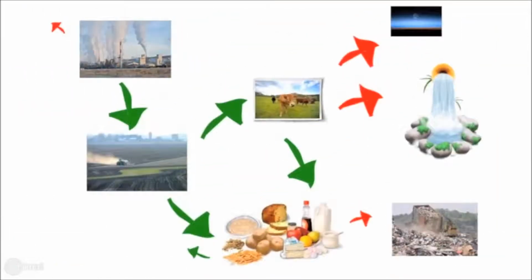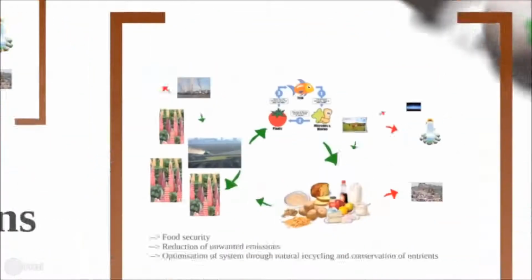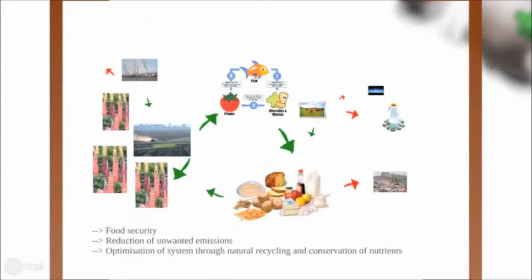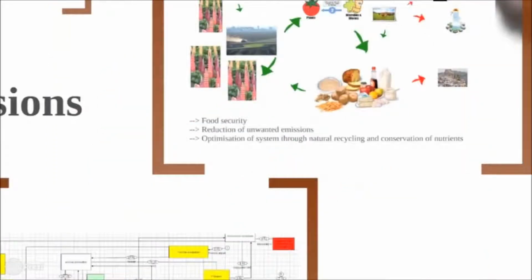Our conclusions: with these changes, we meet food security, the unwanted emissions and leaching are reduced, and the system is optimized through natural recycling and conserving nutrients.